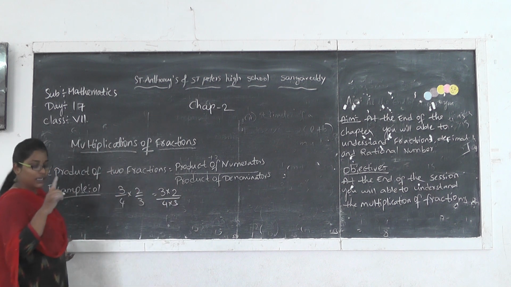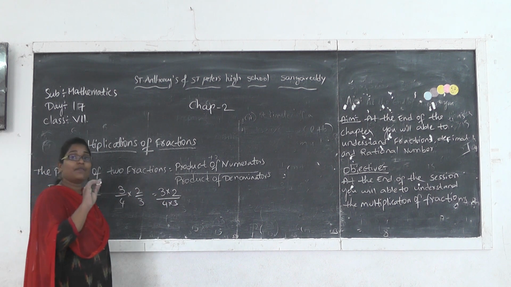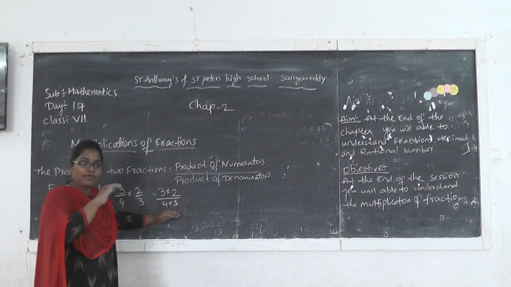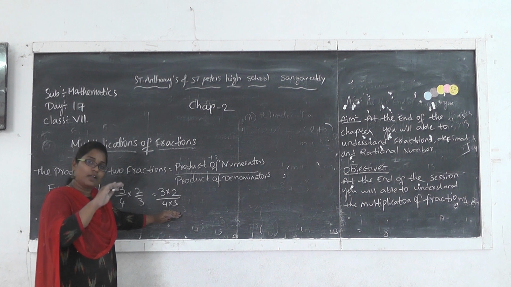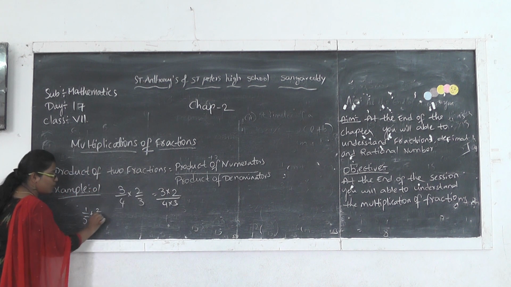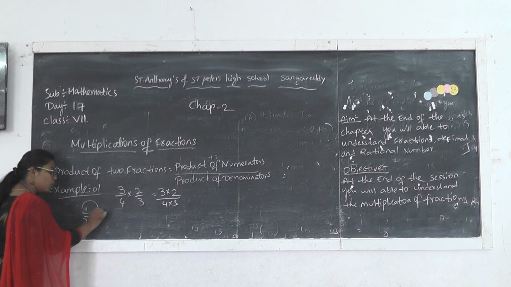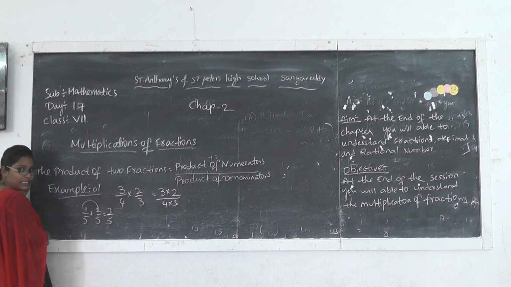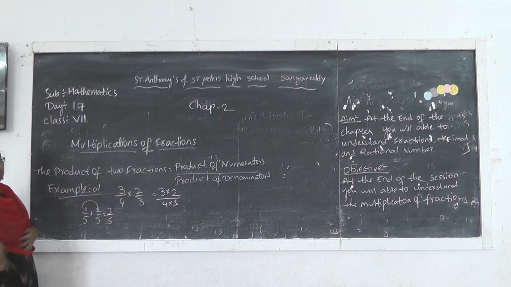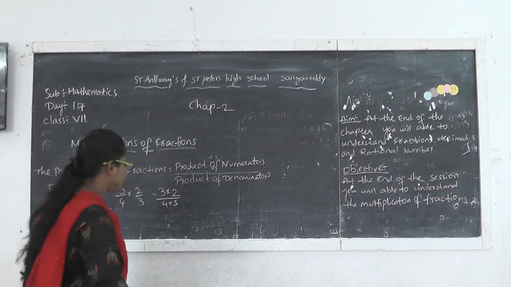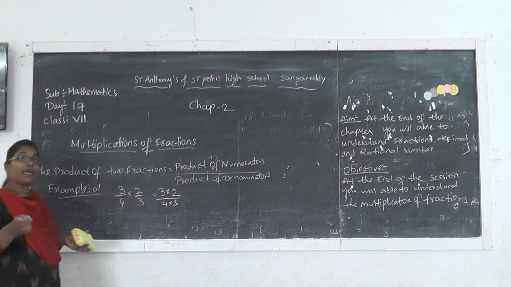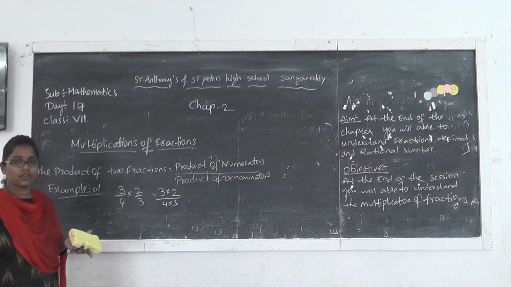Earlier we learned about addition and subtraction. There we do not perform any operation on the denominators. If the denominator was 5, we write 5 only. For example, 1/5 plus 2/5: we add only the numerators and write the denominator as 5 only. We do not add 5 plus 5 to get 10. This is in addition and subtraction. But in multiplication, we multiply the numerators as well as the denominators.